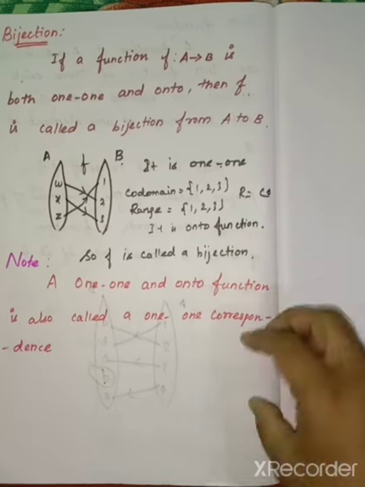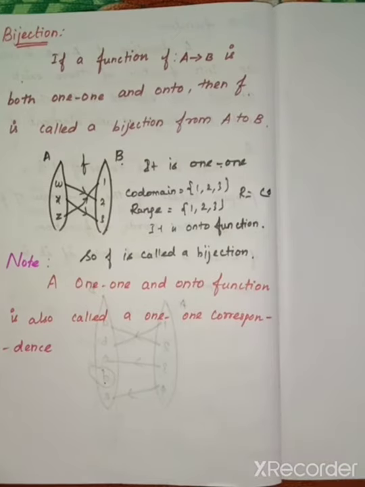So we can say three names for it: 1 to 1 and onto function, or otherwise you can say bijection, or otherwise 1 to 1 correspondence.